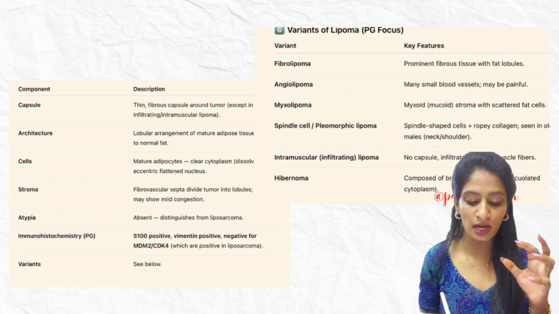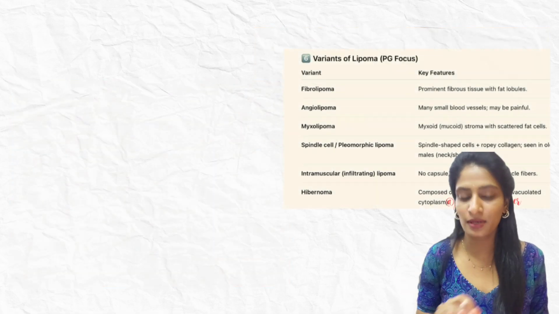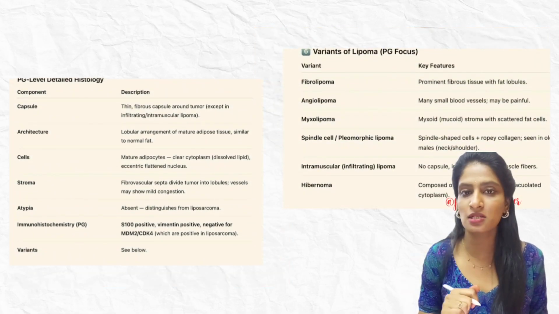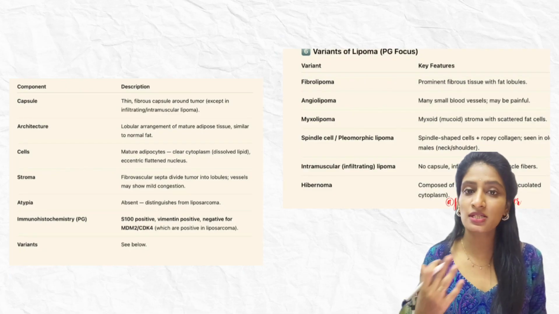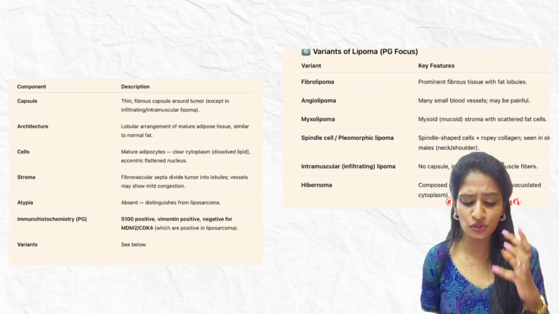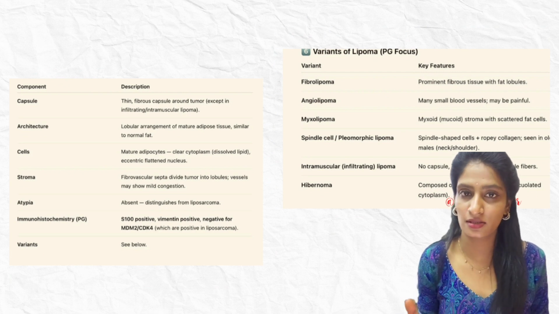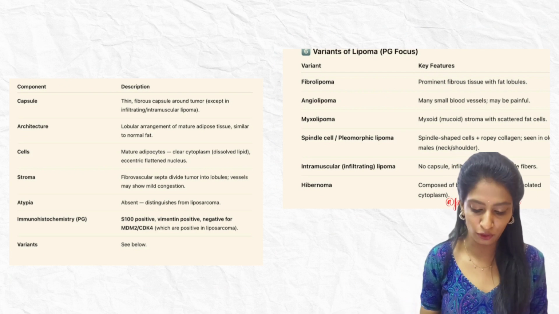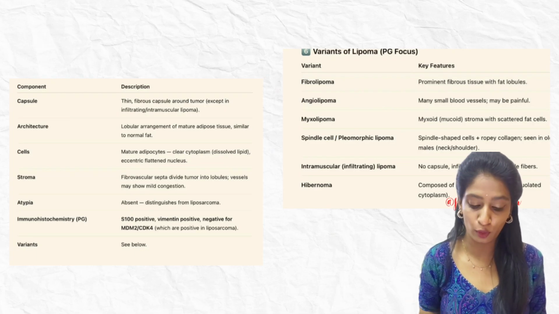And the next one is intramuscular or infiltrating lipoma, where it presents beneath your muscles. So infiltrating the skeletal muscle bundles is called intramuscular lipoma. The other one is hibernoma, which usually occurs in younger individuals and is composed of brown fat cells. So that's why it's called hibernoma. So you should know all these variants of lipoma.